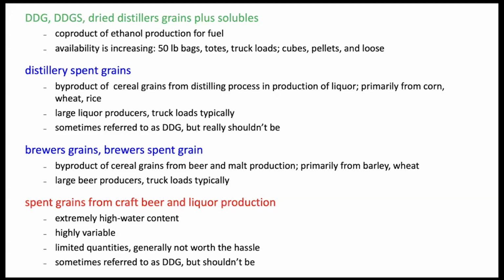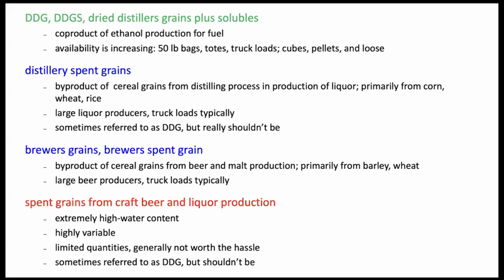Same thing when we talk about brewer's grains or spent grain, excuse me. This is going to be a byproduct of cereal grains for beer and malt production. It's primarily going to come from barley and wheat, and again from large beer producers, truckload lots typically. Again, good feed source, higher in water content, typically limited to dairies and feedlots.